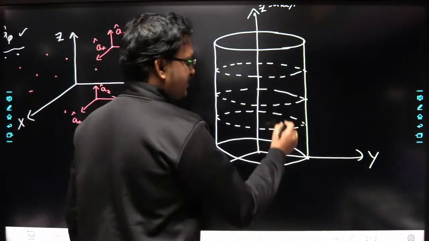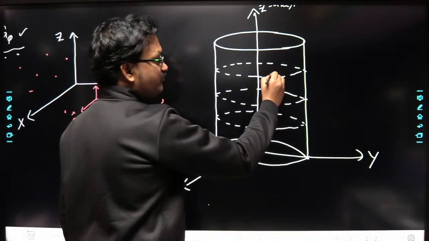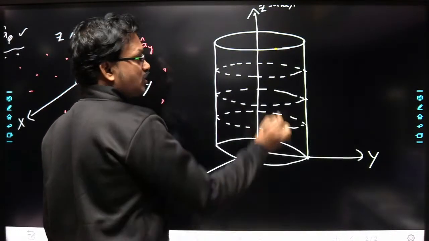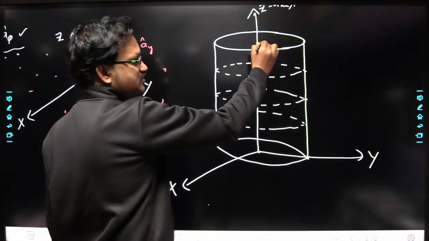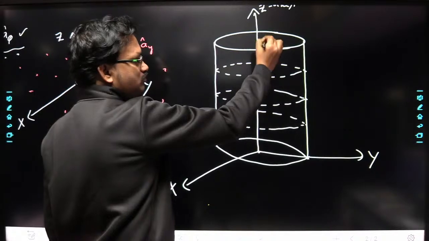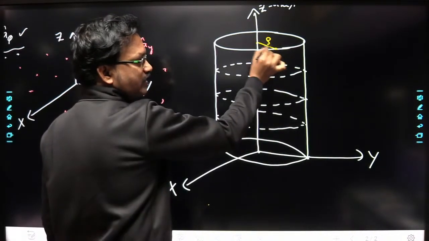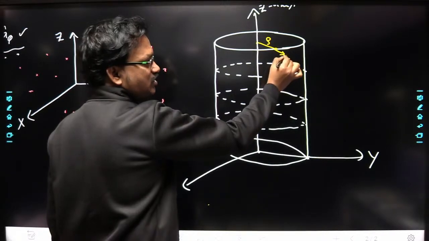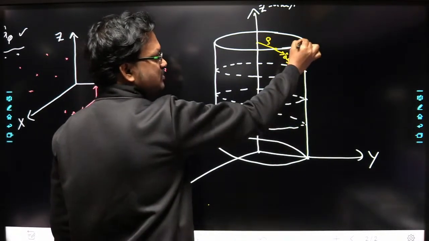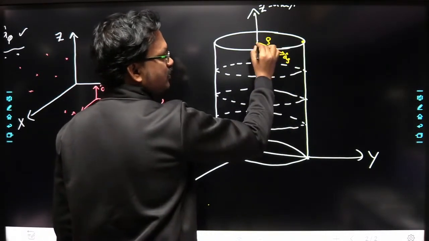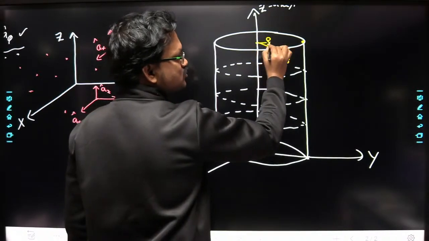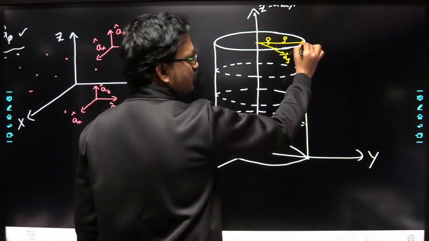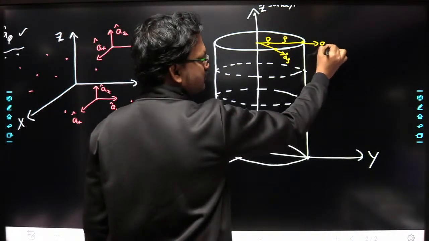Now see here. If I consider some point here, the normal distance from this axis to this point is nothing but rho. The direction of rho at this location is pointing in this direction. Yes or no? This is the direction of Aρ cap. Now if I consider some point here, the normal distance from this axis to this point is nothing but rho. At this point, the direction of rho is pointing in this direction.